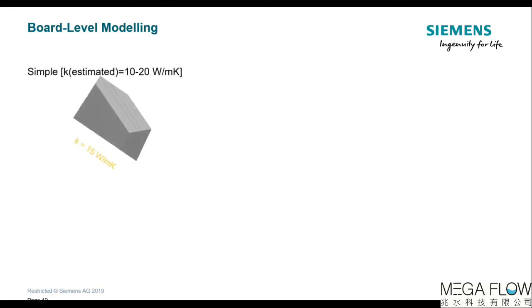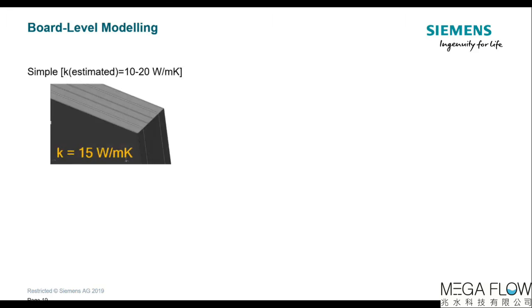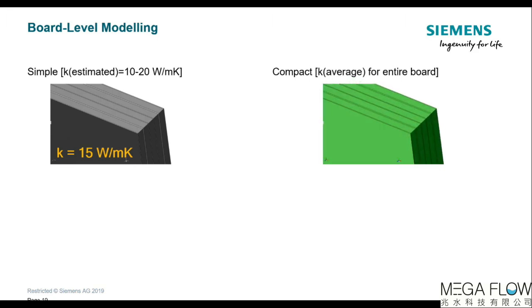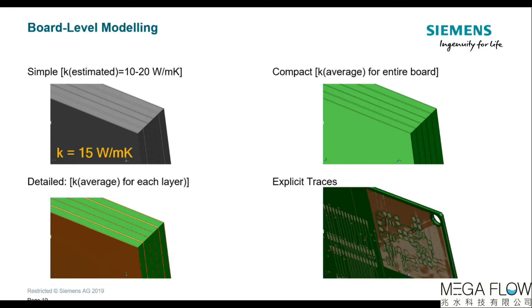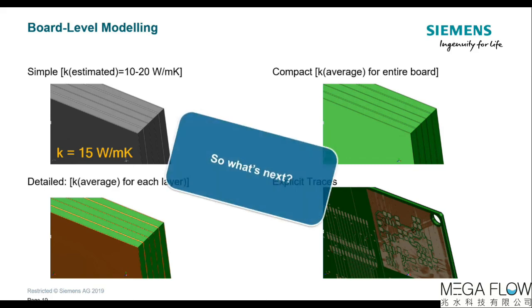Currently, we have a number of methods ranging from a simple approximation based on an estimated conductivity value through compact and detailed, where the effective conductivity is calculated based on the percentage copper present for the entire board or on a layer-by-layer basis respectively. At the top end, we have the ability to represent the copper beneath a component as actual traces. These levels all have their advantages and disadvantages. As we move up through the levels, the accuracy improves, but also the computational overhead increases. So what can we add?